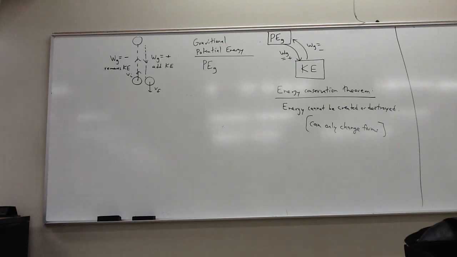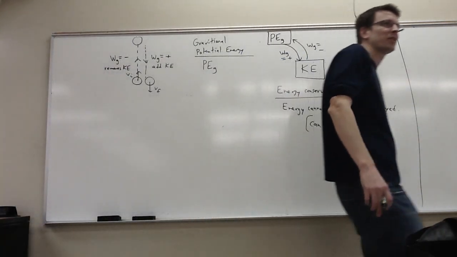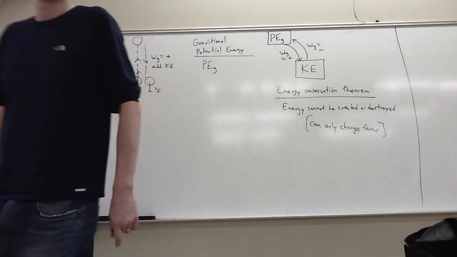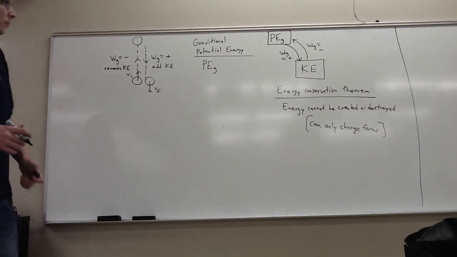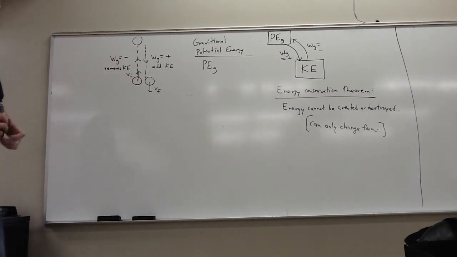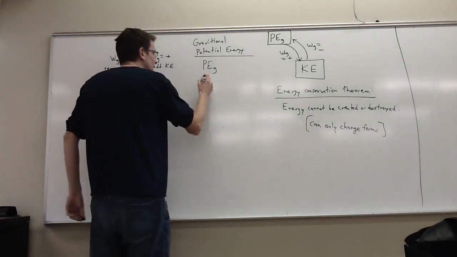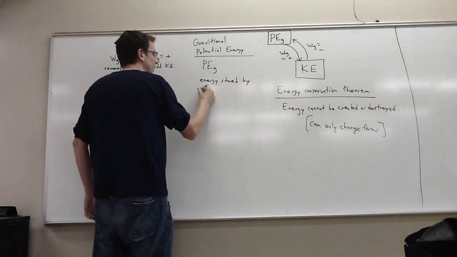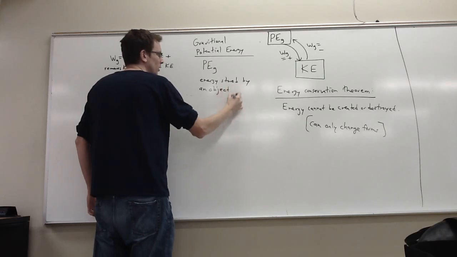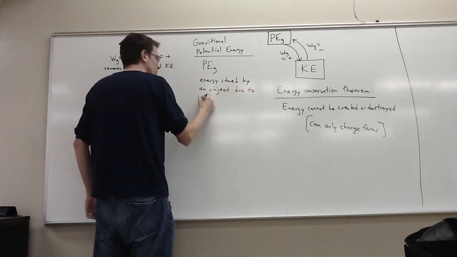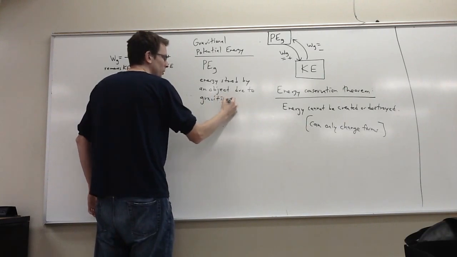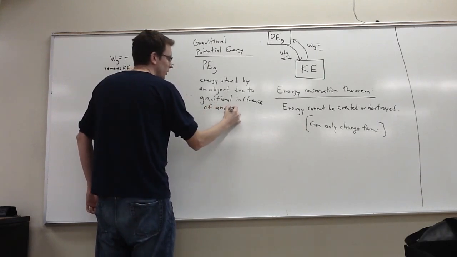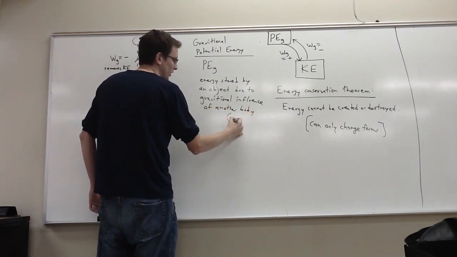At first, I'll get a little bit lazy. We don't have any other forms of potential energy to start with, so I might just call it PE, but this is gravitational. We'll introduce some other forms of energy. And here is a way to think of it. It's the energy that is stored by an object due to gravity, due to the gravitational influence of another body. Earth.